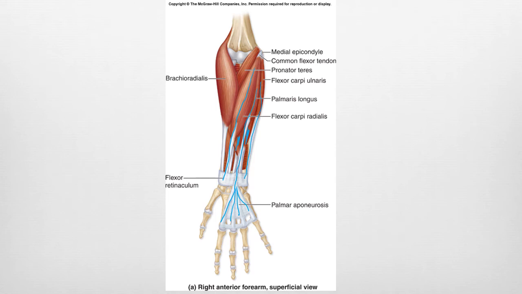But palmaris longus is unique because not everybody has one. If you take your thumb and your fifth digit, your pinky and your thumb, oppose the two tips of them together and then do slight flexion of the wrist. If you see a tendon popping out right here in the middle of the wrist, that is generally palmaris longus. If you don't have one there, then you're one of the few that don't have one.